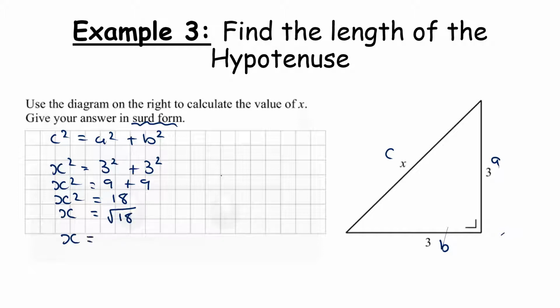So x, when that is simplified down, although square root of 18 is in surd form, it's not in the simplest surd form. So we can simplify that even more and we get 3 root 2. If they asked us to convert that or to give the answer to so many decimal places, that would easily be done from our calculators.